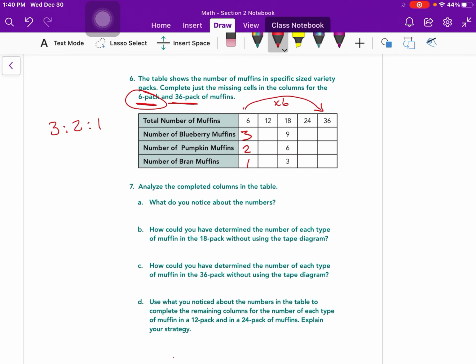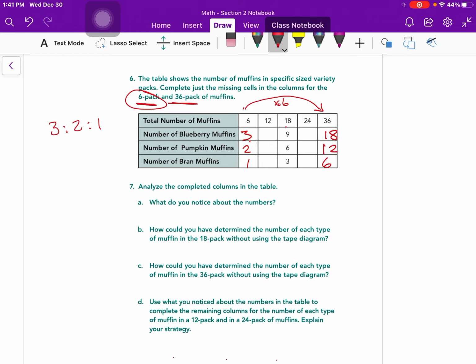And so if I multiply each one of these by 6, that should tell me how many muffins will be in the 36 pack. So 3 times 6 would be 18. And 2 times 6 would be 12. And 1 times 6 would be 6. Makes sense. I think I can use my multiplication to figure that out.